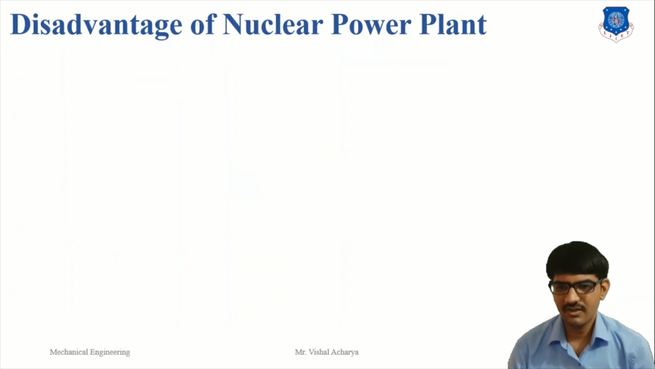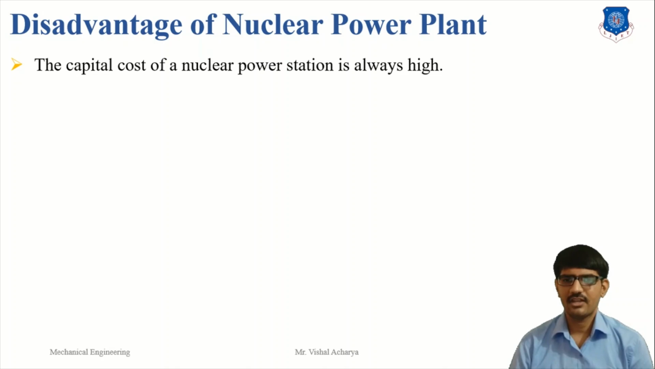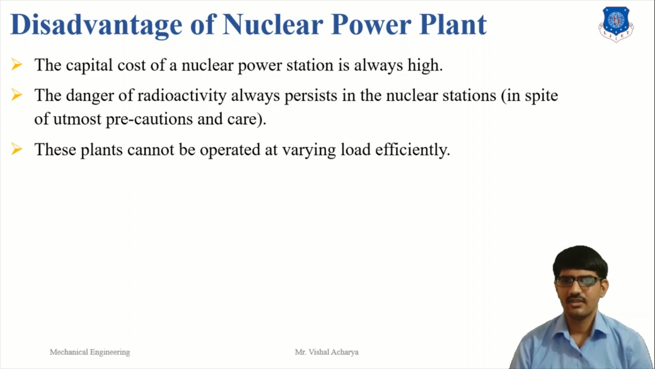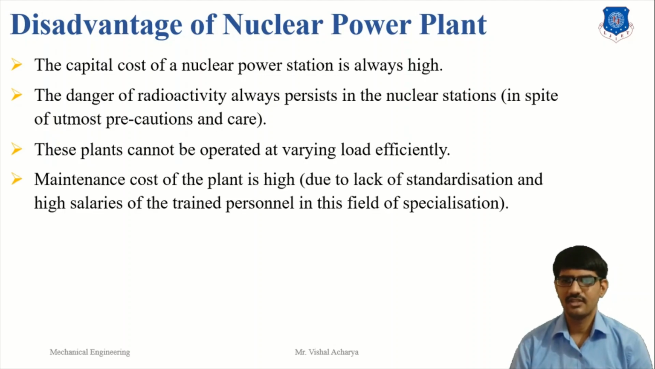Next, some disadvantages of the nuclear power plant. The capital cost of a nuclear power station is always very high. The danger of radioactivity always persists in a nuclear station, in spite of all precautions and care. This plant cannot be operated efficiently at varying load, so a very high load factor is required. The maintenance cost of the plant is very high due to the lack of standardization and the high salary of trained personnel, so skilled labor is required in this field of specialization.